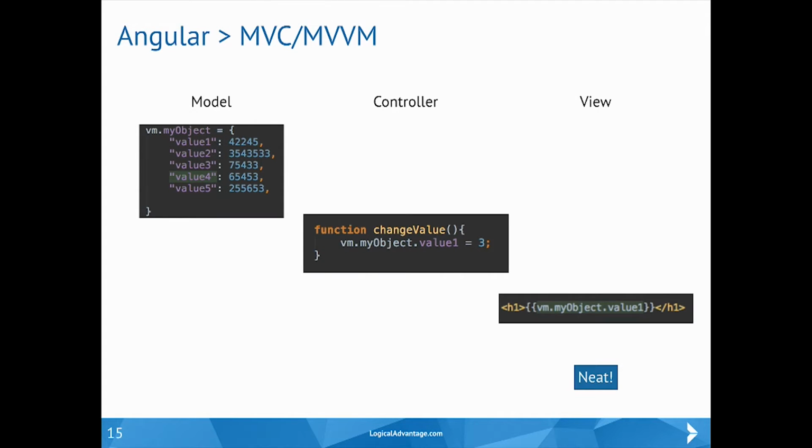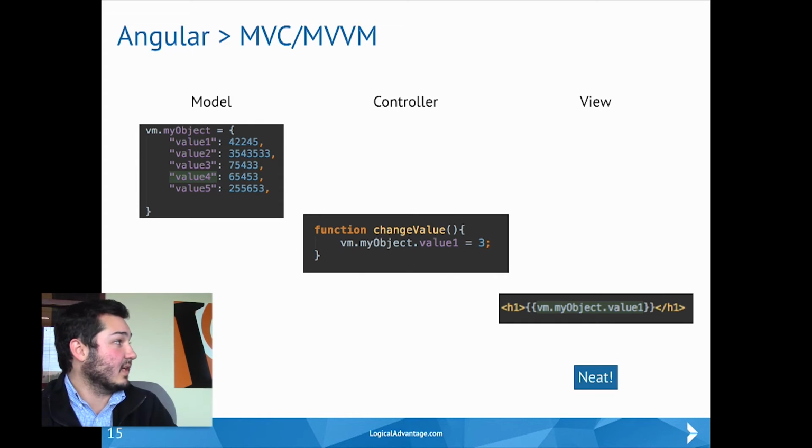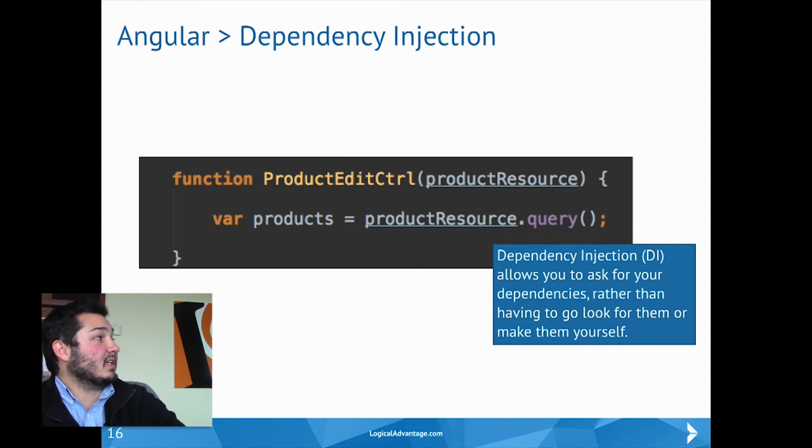There's MVC, MVVM. So in your model, if you had this object and you changed that object, it would instantly show up in your view. That's really neat. So you have dependency injection, and that allows you to ask for your dependencies rather than having to go look for them or make them yourself. So if you wanted to use the product resource service in this controller, you just inject it in and you'd have that there. That's really good for testability.